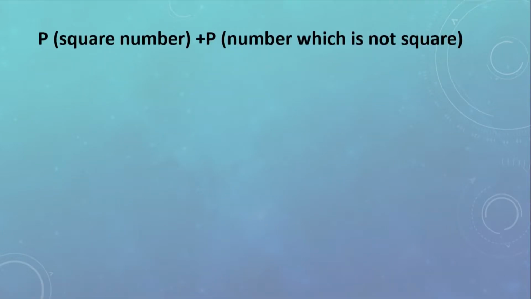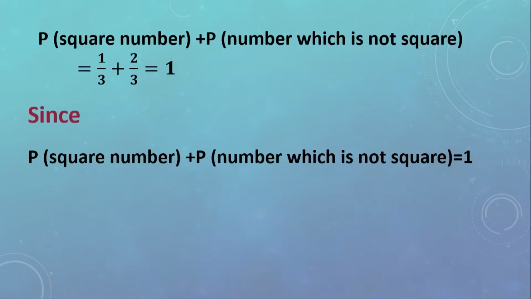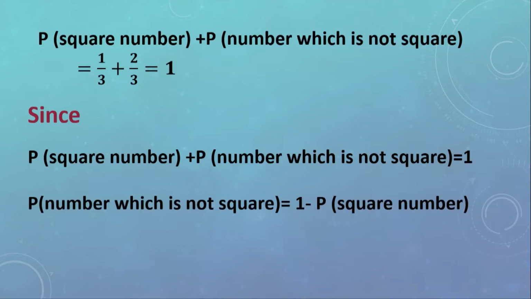Now, if we consider the probability of getting a square number plus the probability of getting a number which is not square, we have 1 over 3 plus 2 over 3, which is equal to 1. Since the probability of having a square number plus the probability of having a number which is not square equals 1, we can rearrange this formula as the probability of having a number which is not a square is 1 minus the probability of having a square number.